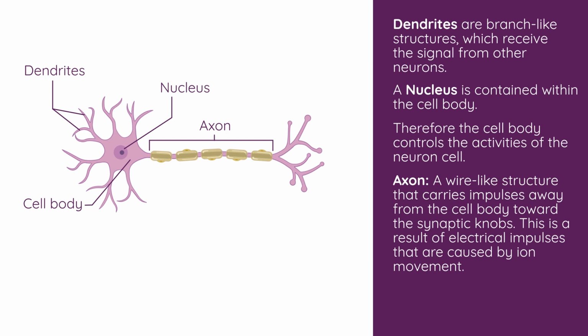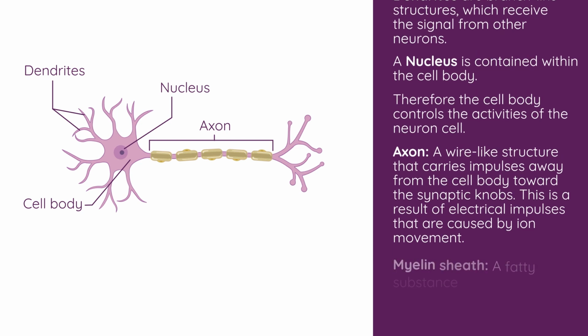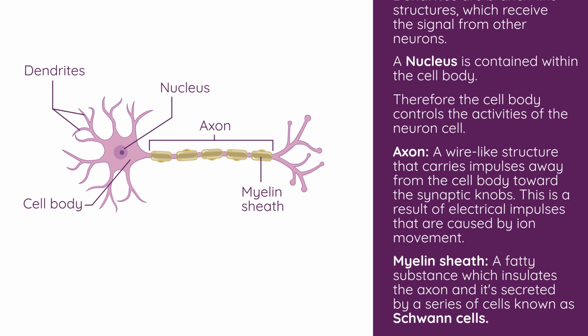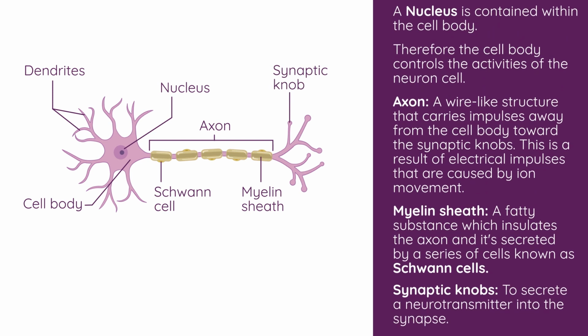When describing the axon to my students, I often describe it a bit like an electric wire. At the center of the electric wire you have copper, just like the axon, but it needs to be surrounded by an insulator. In the case of a wire, it's plastic, but in the case of a neuron, that insulation is provided by the myelin sheath. Now, the myelin sheath is a fatty substance which insulates the axon, and it's secreted by a series of cells known as Schwann cells.